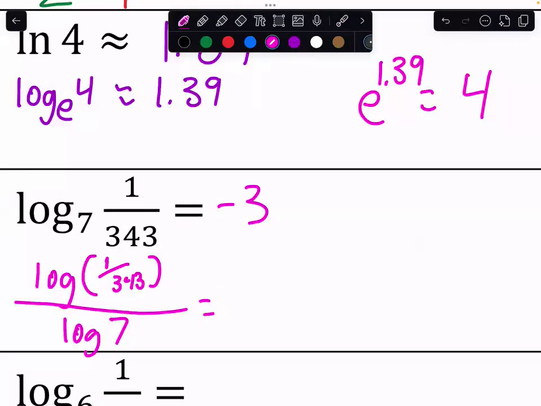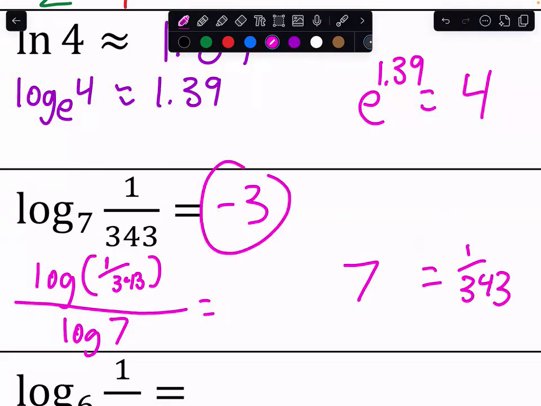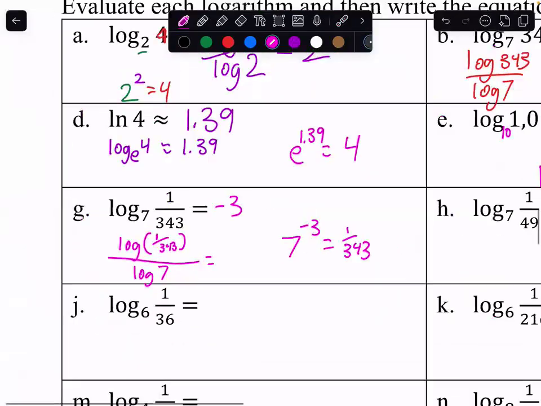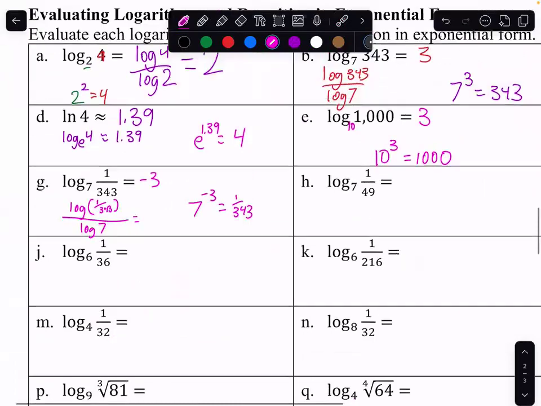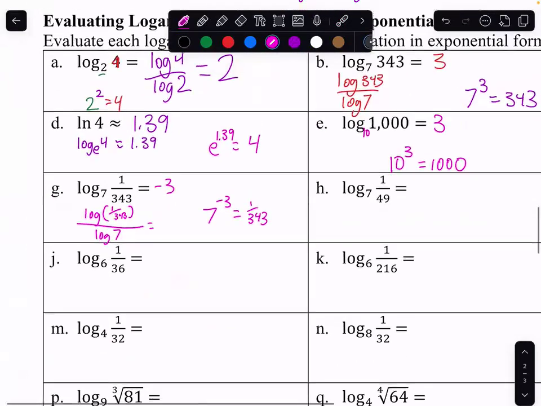Okay, so now that we know that, again, these three numbers, you just got to put them in the correct place. The base is 7. It's trying to turn into this entire argument of 1 over 343. And the exponent which accomplishes that is -3. So yeah, even though there's a fraction involved, it's very similar.